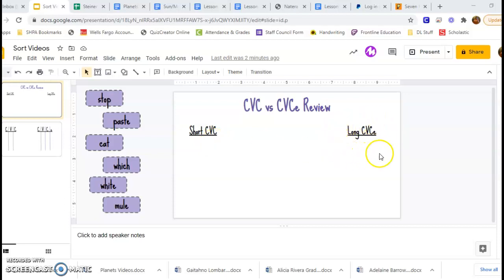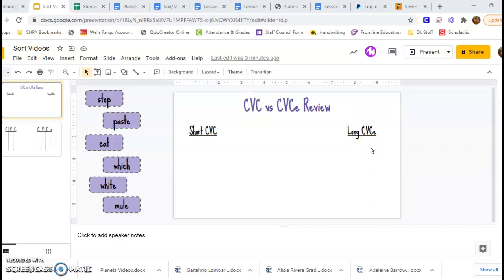The second main group is Long CVCe. All the vowels in this group make the long sound. Long vowels say their name. So long A, long E, long I, long O, and then long U makes two different sounds. It can say U or ooh. And all the words in this group have this pattern, CVCe, which stands for consonant, vowel, consonant, silent E. I always tell my students the silent E on the end makes the vowel in the middle long. It makes it say its name.